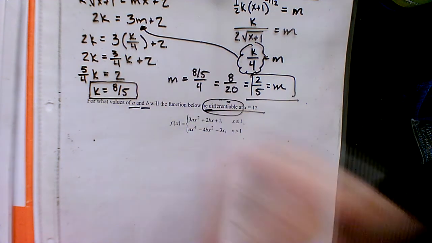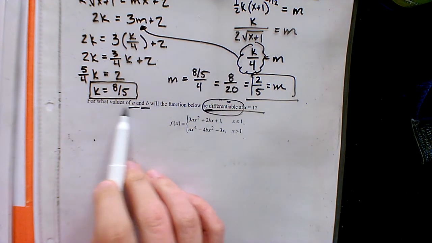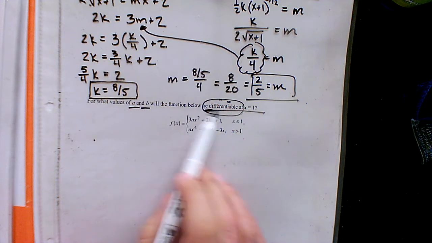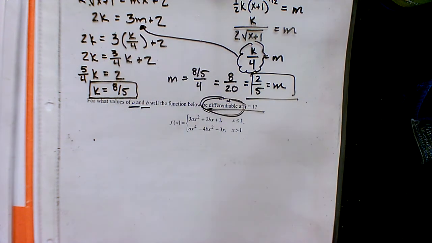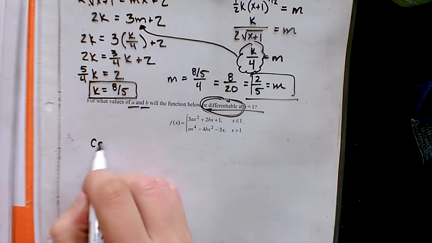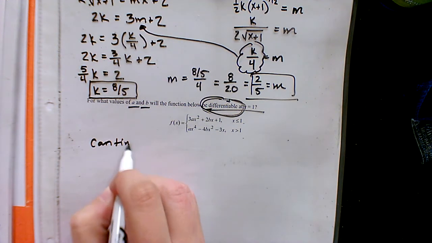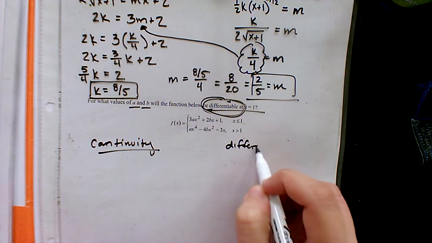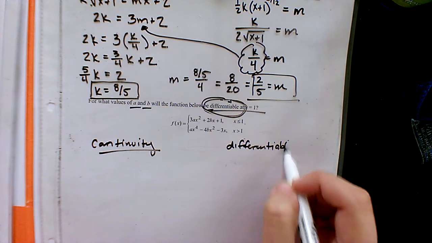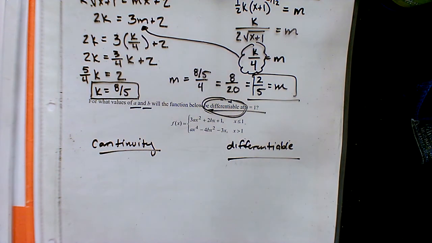So by stating this word, they're basically asking you for which values of a and b will the function below be continuous and differentiable. So by using this word, it's also implying continuity. So just like the previous one, we're going to have to check for continuity and if it's differentiable. Okay, are they connected, and are they connected smoothly?